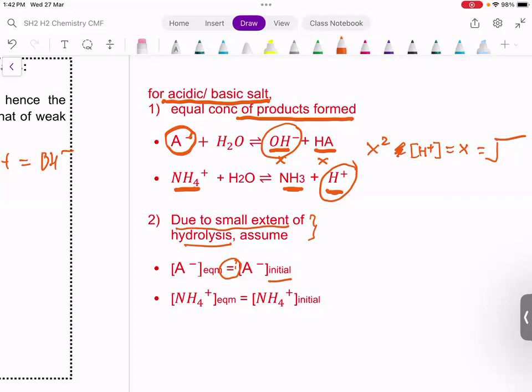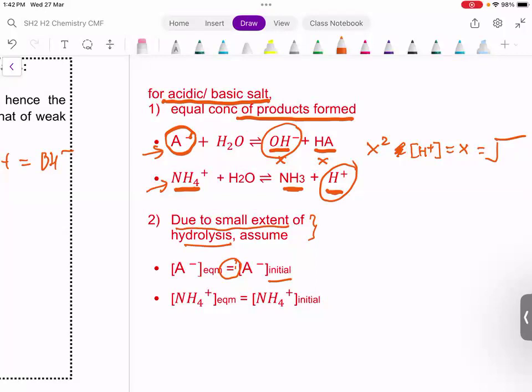No. Why are they equal? This one is the acidic salt. This one is a basic salt. They cannot coexist together. It's either an acidic salt or a basic salt. I'm giving you two scenarios. Your H plus and OH minus cannot be equal. If your salt is acidic when placed in water, why do you call it acidic? H plus must be more than OH minus, right?